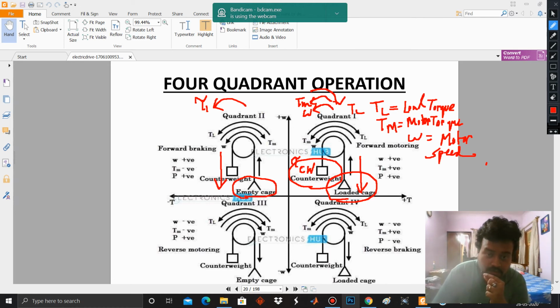So now if the motor torque continues to move in the same direction, that means in the original anti-clockwise direction, what will happen? The system will become unstable. This empty cage will just pull over and the entire system will collapse. It will just overturn like this. So the motor torque has to change its direction. The motor torque will change from anti-clockwise to the clockwise direction.